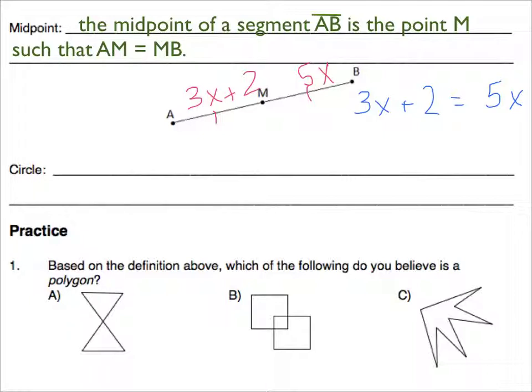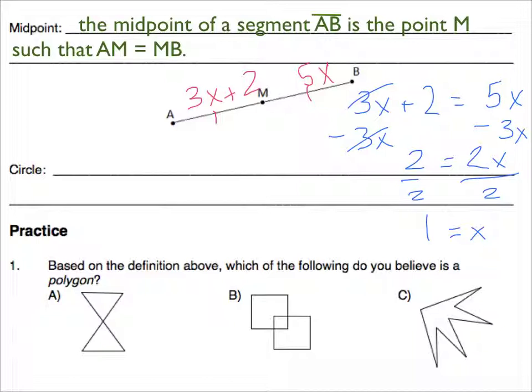We get all our x's on one side, so I'm going to subtract 3x. All that we have on the left side now is 2. What's 5x minus 3x? 2x, right? And then to get x all alone, we have to divide by what's next to it. So we divide by 2. X equals 2 divided by 2, which is 1.